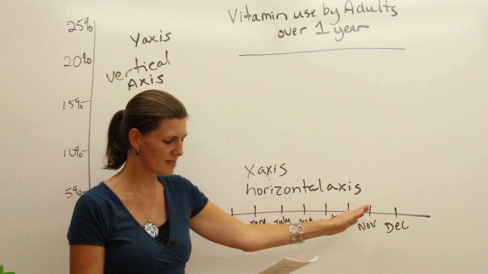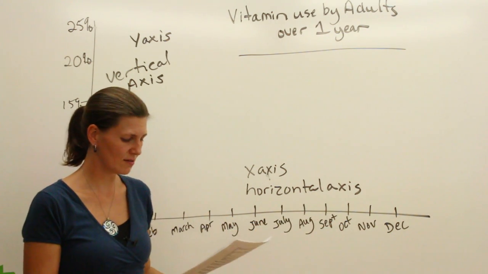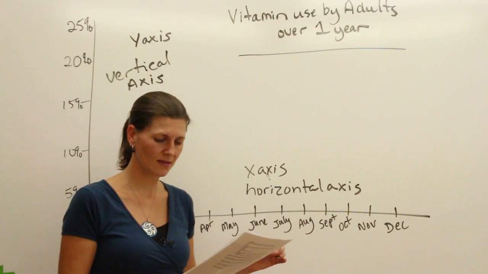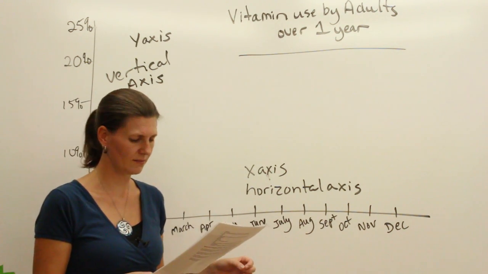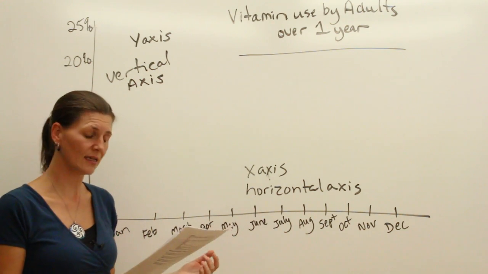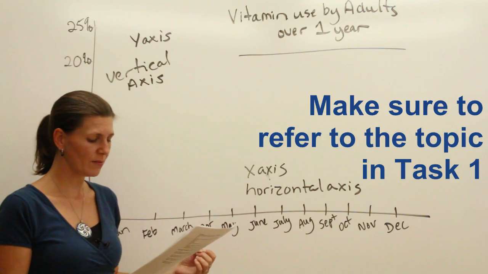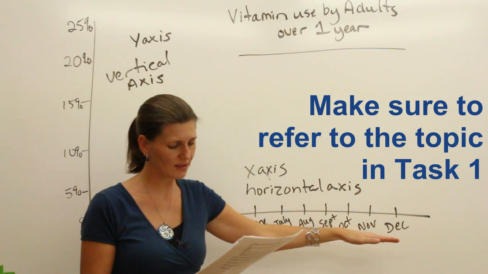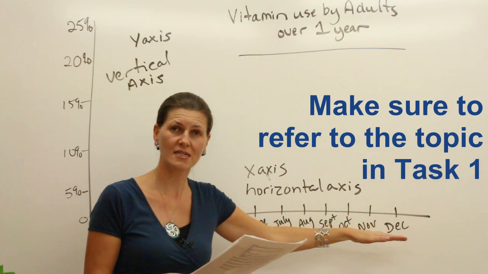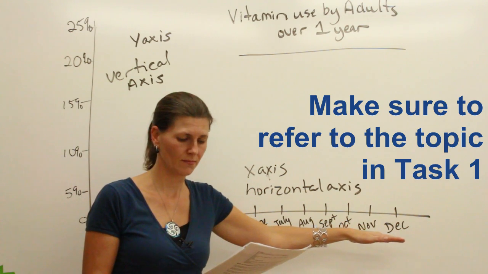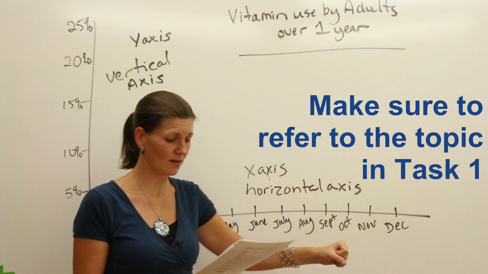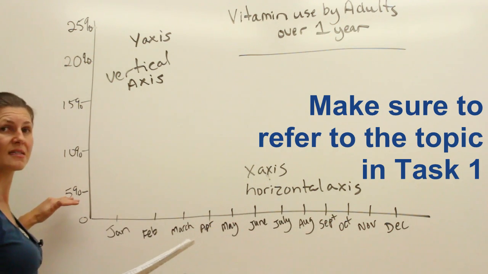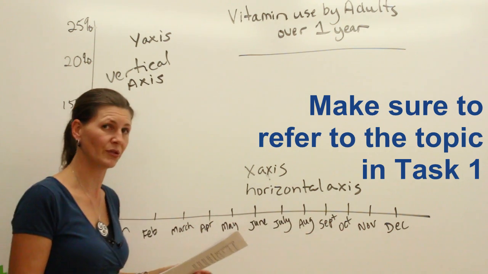Between October and December, the decrease in the use of vitamins was at a much slower pace than in the previous few months. Or let's try that again. Vitamin use continued to fall steadily over the next 2 months until it reached its lowest point in December. Finally, I'll say, it fell to a low of only 5% in December.